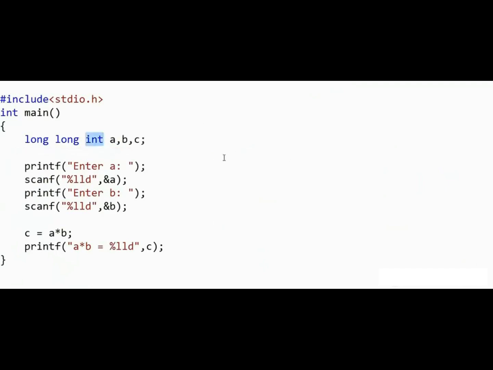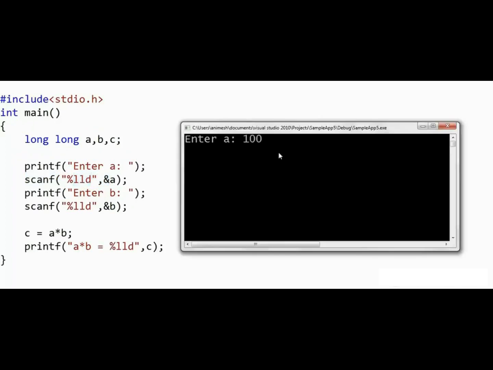Placeholder for long or long int is %lld. So as you can see in scanf and printf statements, I'm using %lld as placeholder. When I'm running this program, passing a as 100,000 and b as 200,000, I'm getting 2 into 10 to the power 10 as output now.